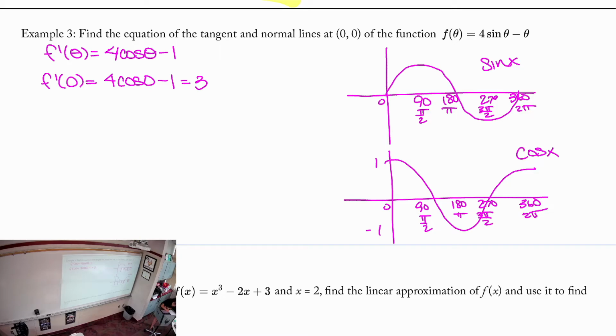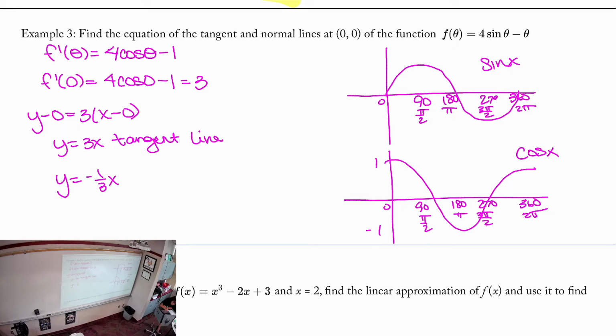Okay, tangent line: y minus 0 is equal to 3 times x minus 0. So y is equal to 3x is my tangent. If I ask you for both on a quiz or a test, you should be able to label them so that I know which one you decided to make which one. And then your normal line would be negative 1/3 x.